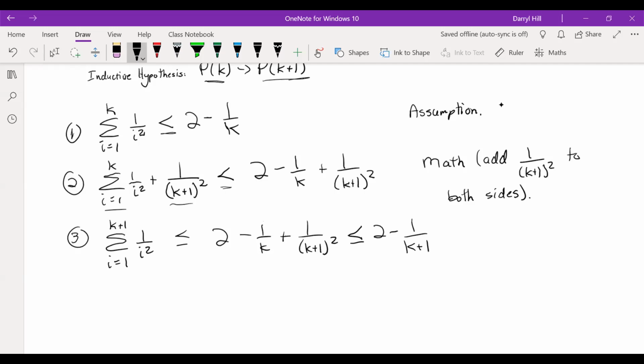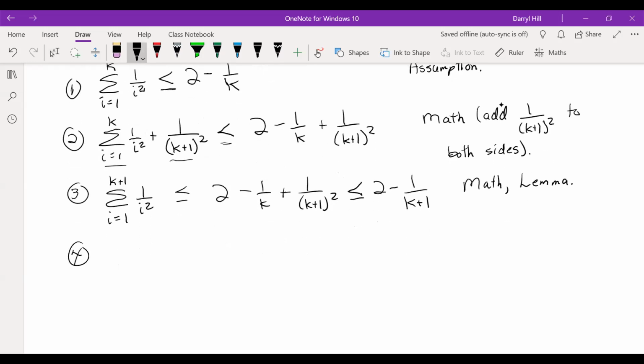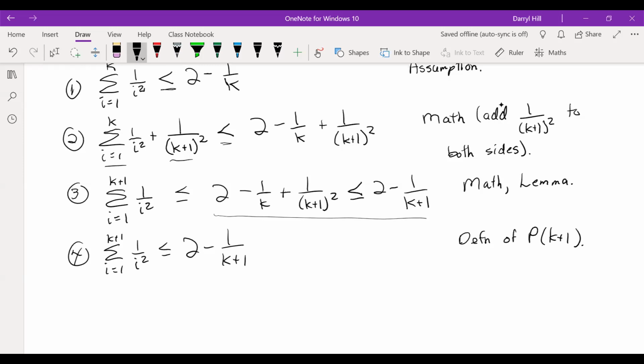All right, and this is going to be math and a lemma that we're going to show. And so if we follow that, the sum to k plus 1 of 1 over i squared is less than or equal to 2 minus 1 over k plus 1. And this is the definition of P of k plus 1. So that's what we want, but we still have to show this step in our lemma.